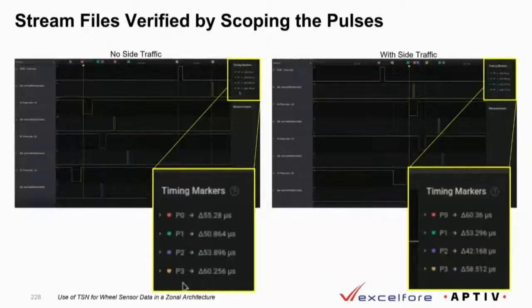Now, if I look at how the signals are verified on the scope, you have the analysis on one end and what you're observing in the scope. And you can see it actually maps quite well. The latency gaps are within range. So if you look at no side traffic, it is between 55 to 60 or 53 to 60. And then when you're loaded with side traffic, it actually varies from a low of 42 to a high of 60.